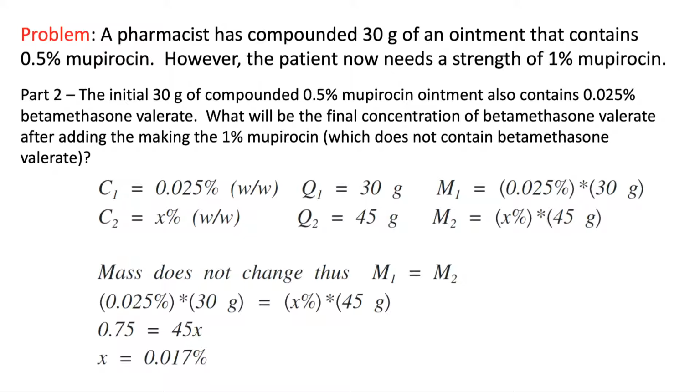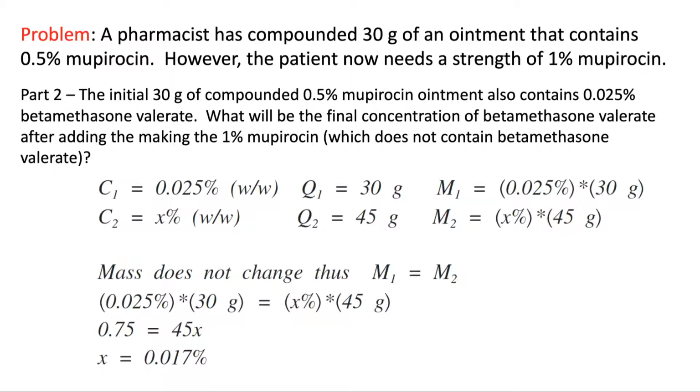Now that we've set those up, we can use the idea that the mass didn't change. We didn't add any betamethasone valerate. So the mass before equals the mass after. So 0.025% times 30 grams is equal to X percent times 45 grams. Let's double check that we have the same units: percent, grams, grams. Now let's drop the units and simply take 0.025 times 30, and we get 0.75 on the left, equal to 45X. To solve for X, we divide both sides by 45, and our final numeric answer is 0.017, and the units would be percent.